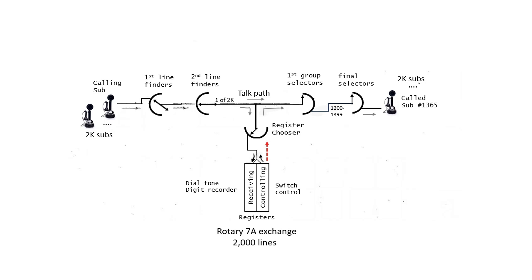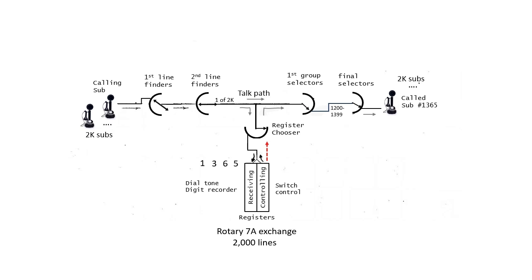As the caller dials 1365, the register receives 9, 7, 4, and 5 pulses respectively. Also, the register asynchronously controls the selector switches to forge the talking path. Once the call is made, the register is dropped from the call. Its job is done, and it's free to service another new caller.